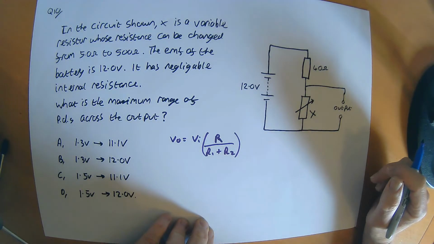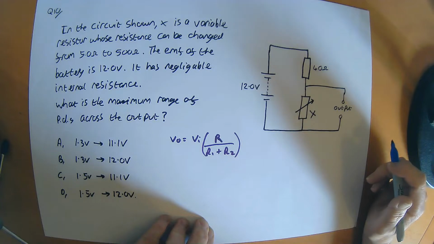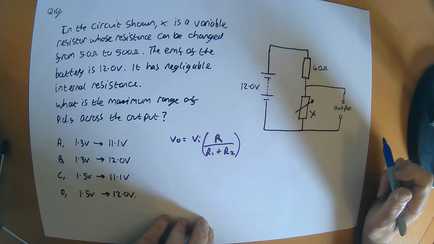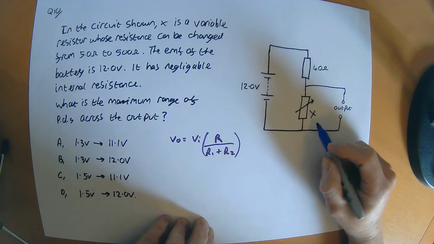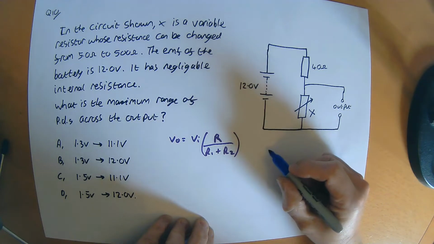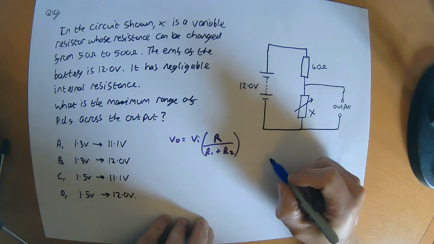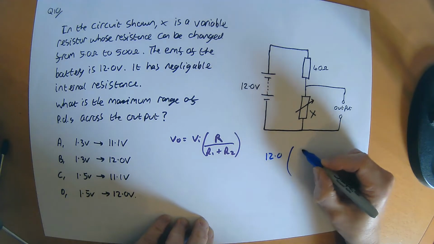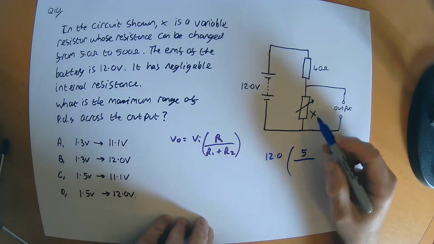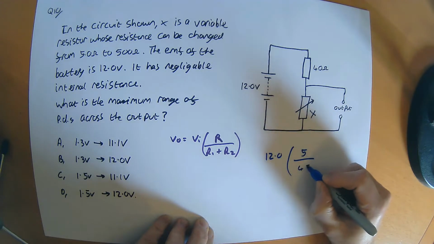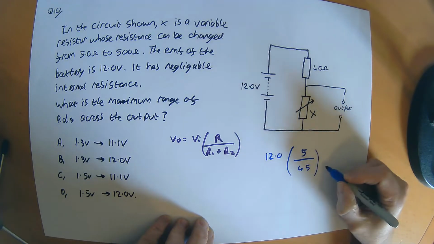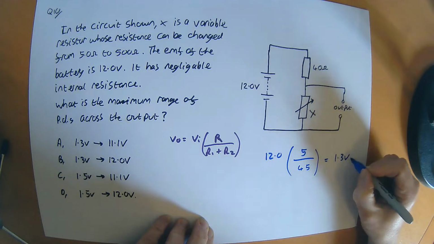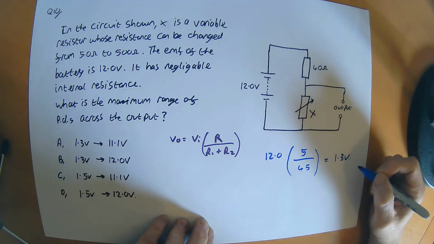So we apply the potential divider formula to this using the two different values, the maximum and minimum value of variable resistor X. The potential divider formula then says that the output voltage when X is at 5 ohms is 12 times 5 divided by 5 plus 40, and that comes to 1.3 volts. So the answer is going to be either A or B.